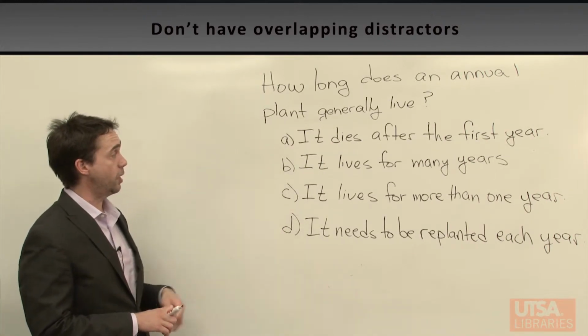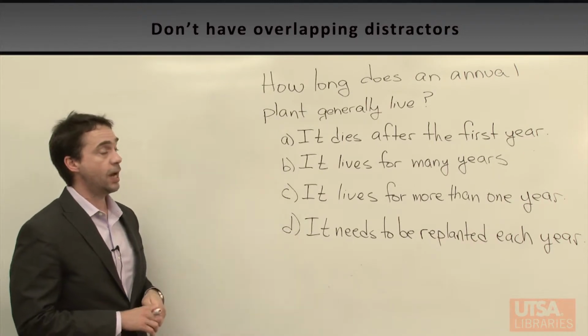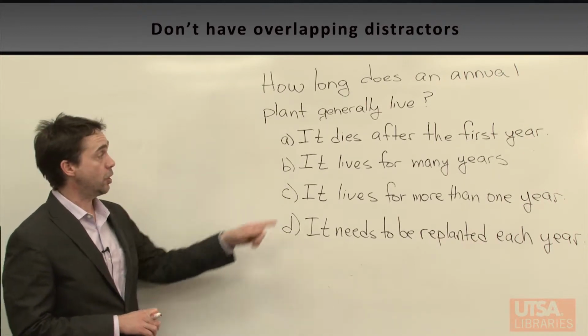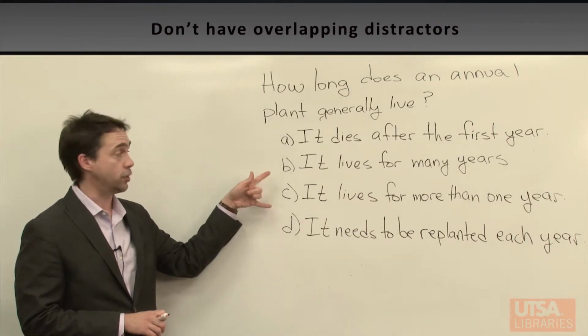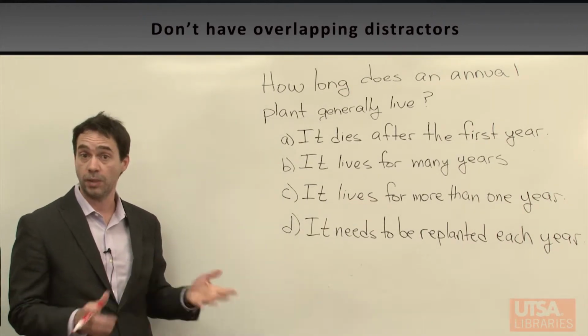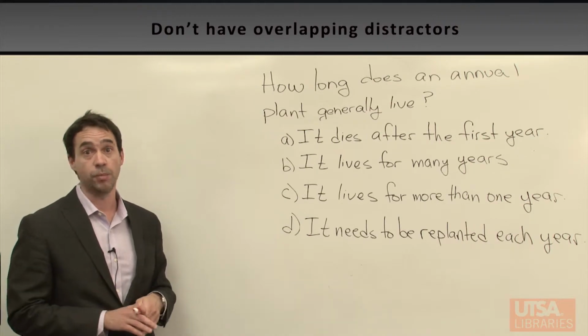Check out this question right here. B and C are actually not inconsistent with each other. It lives for many years, it lives for more than 1 year. They're both consistent with each other. So there's no way for a student to discriminate between those two choices. Complete nightmare for a student.